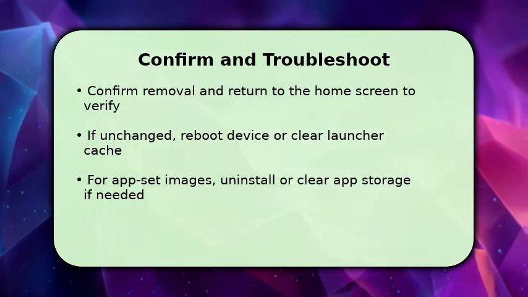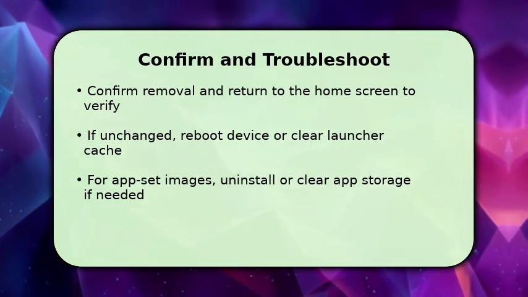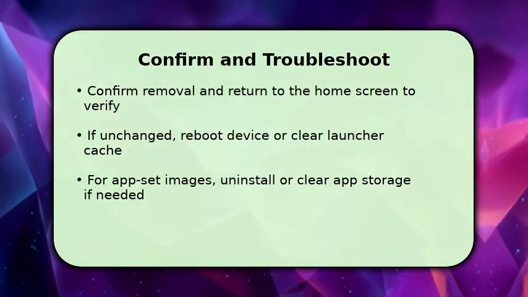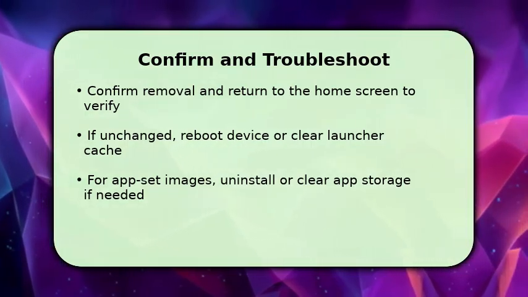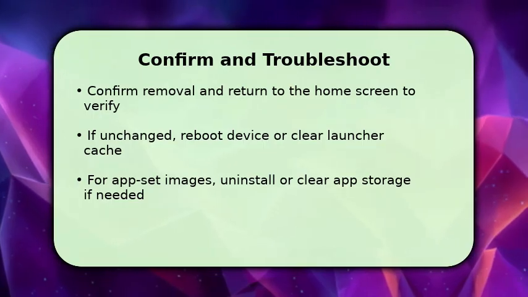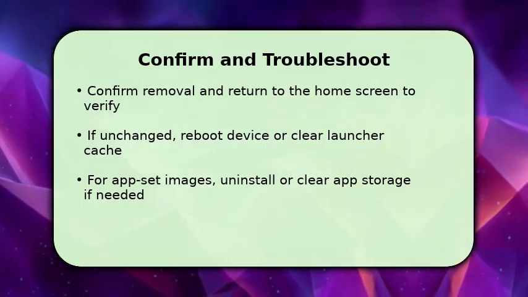A default or solid color should appear. If the wallpaper didn't change, force close or reboot the phone, then clear the Launcher App Cache from Settings App's Launcher Storage. This fixes stale thumbnails.